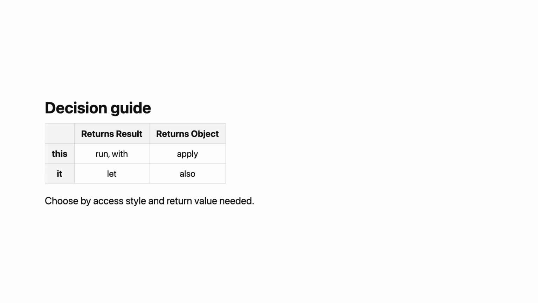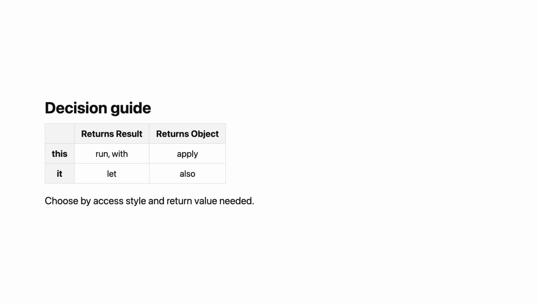The combinations: let, it access, returns result: transform and produce a new value. Also, it access, returns object: side effects in a chain. Run, this access, returns result: compute something from the object. Apply, this access, returns object: configure the object. With, this access, returns result: like run but not an extension.